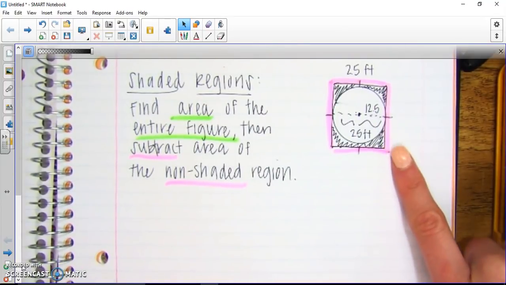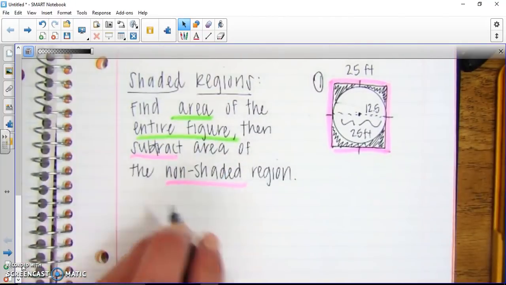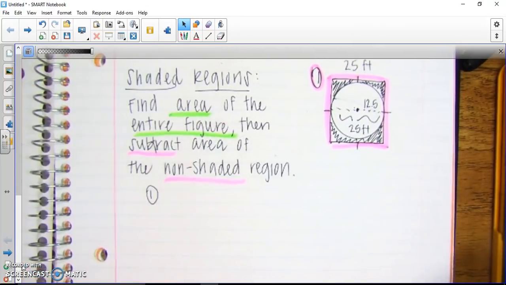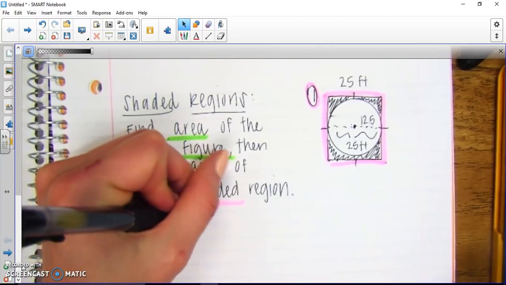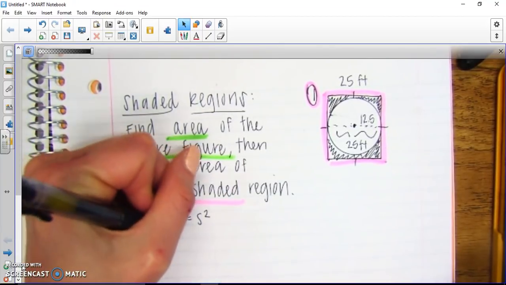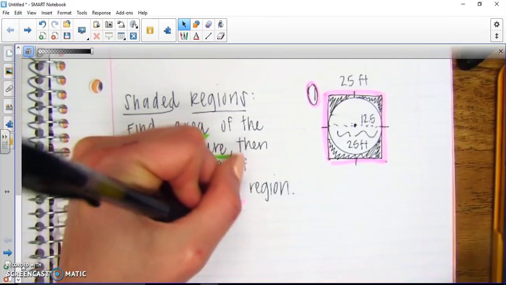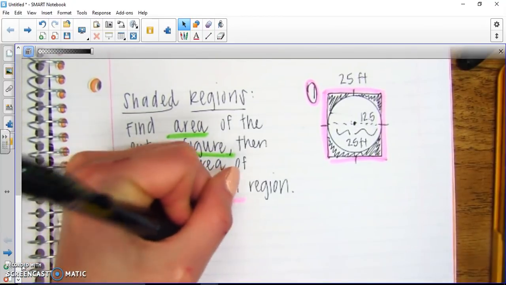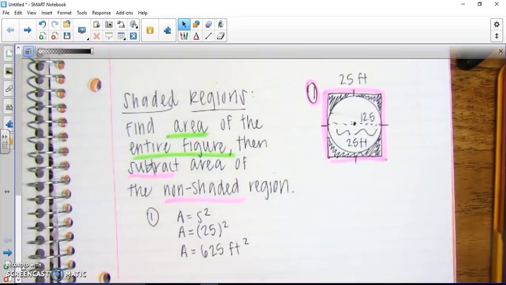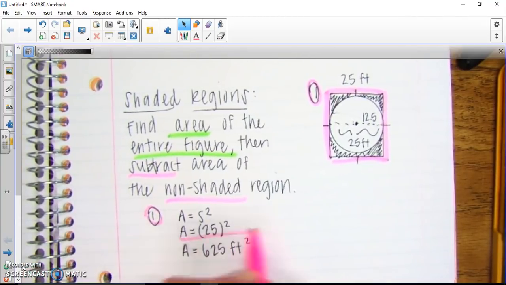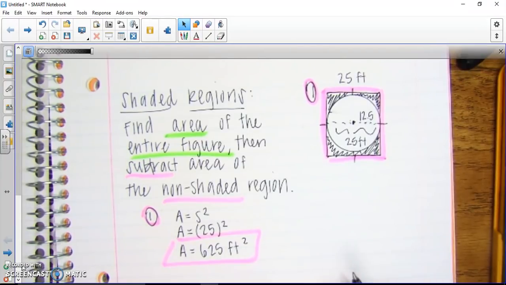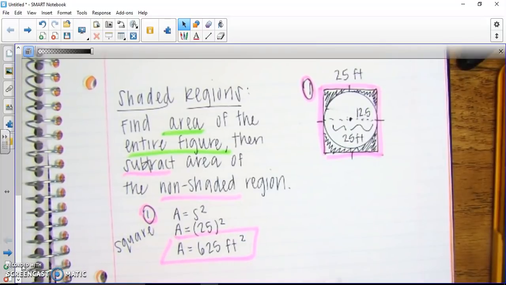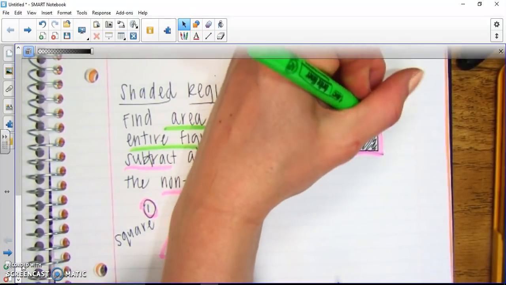All right, so let's find the area of the square. Okay, so area of the square I'm going to say is the first one. Well, how do I find the area of a square? Look at your formula sheet. It should say that it's side squared. So this square has a side length of 25, so we're going to do 25 squared. And we get that it has an area of 625 feet squared. All right, so that's the square. And sometimes you might even want to write square so that you're keeping track of what shape you're finding the area of. All right, now we're going to find the area of this non-shaded region.